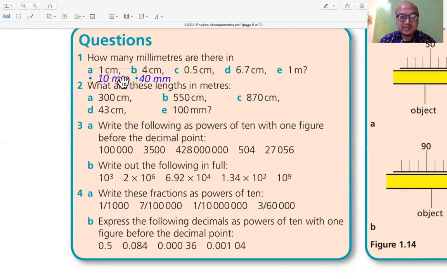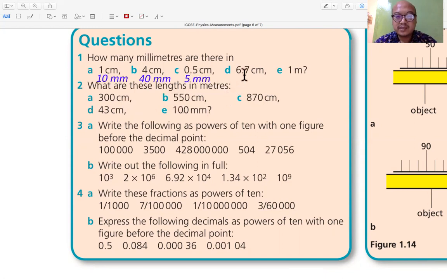Okay. Then, how about this 0.5 centimeter? Yeah, this is something with a half of 10. A half of 10 is 5, yeah, 5 millimeter.